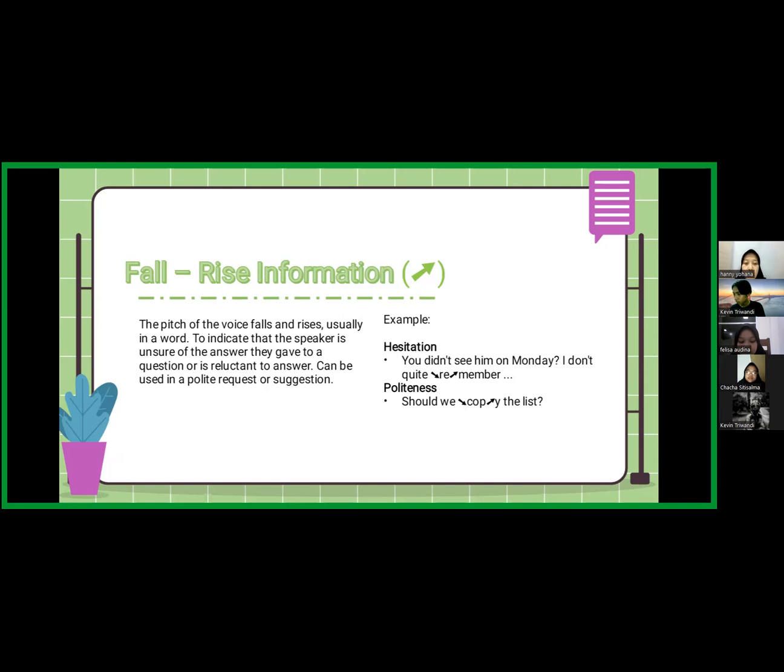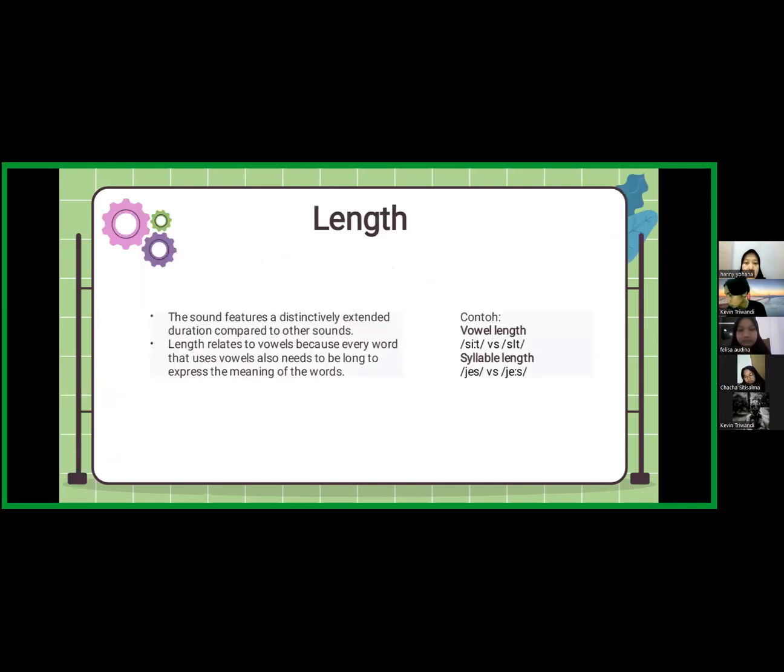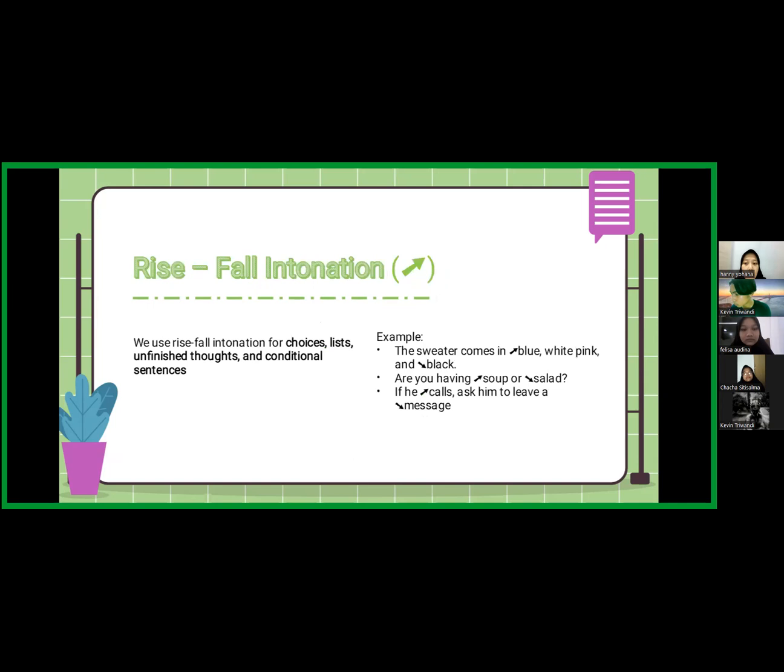We use rise-fall intonation for choices, lists, unfinished talk, and conditional sentences. For example, the sweater comes in blue, white, pink, and black. And next, are you having soup or salad? And if he calls, ask him to leave a message.